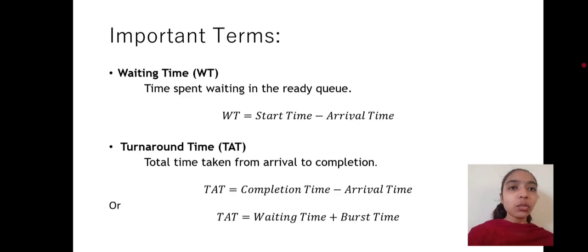And we have two more important terms, that is waiting time and turnaround time. Waiting time is nothing but the time spent waiting in the ready queue. To calculate the waiting time, the formula is starting time minus arrival time. Turnaround time is the total time taken from arrival to completion. To calculate the turnaround time, the formula is completion time minus arrival time. We have another formula, that is waiting time plus burst time.